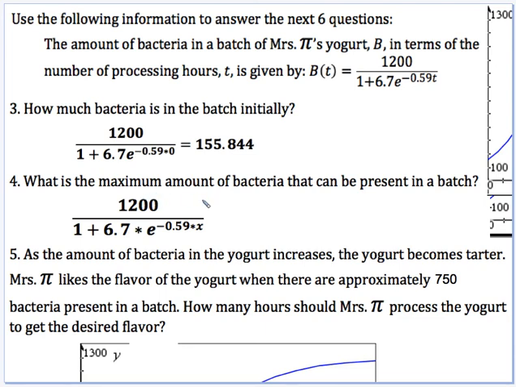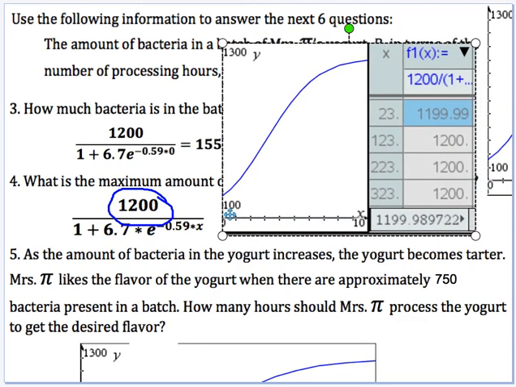Okay, well, let me remind you about logistic equations. Whatever you have in your numerator, that's going to be your limit, or the maximum amount of bacteria that you can have in your yogurt. So if you look at your graph, you can see that it's approaching this number.